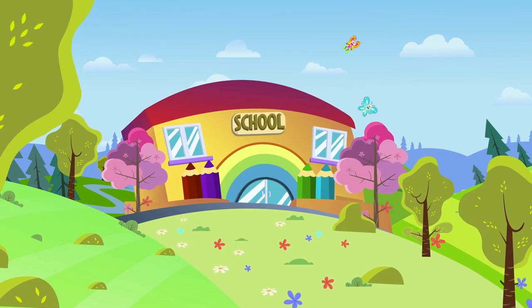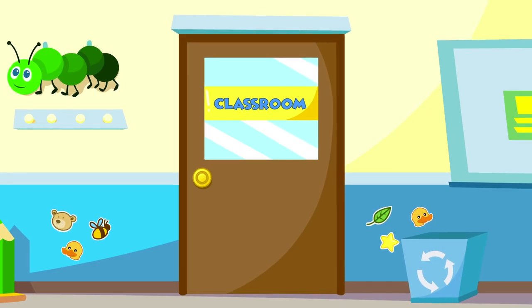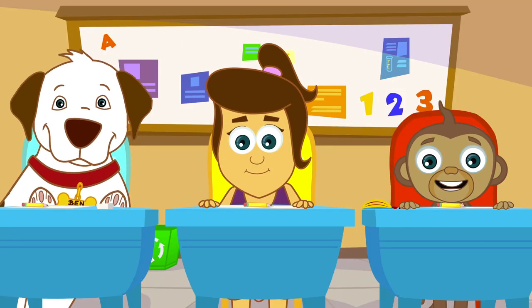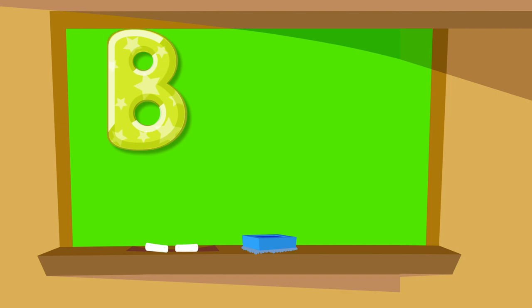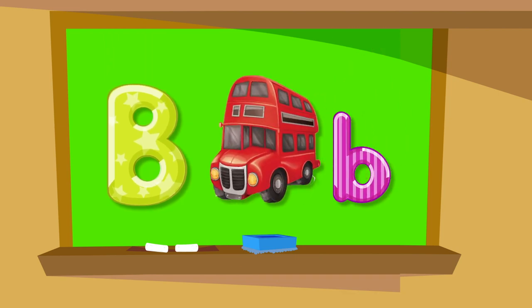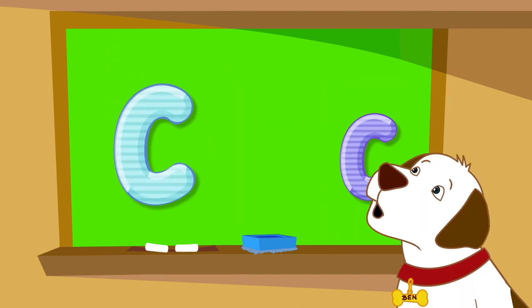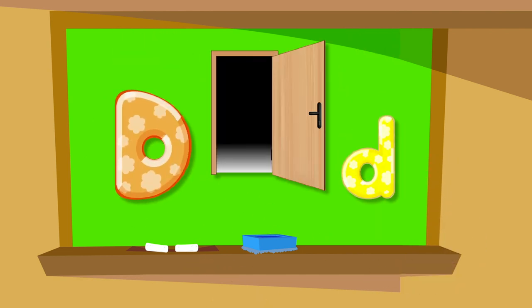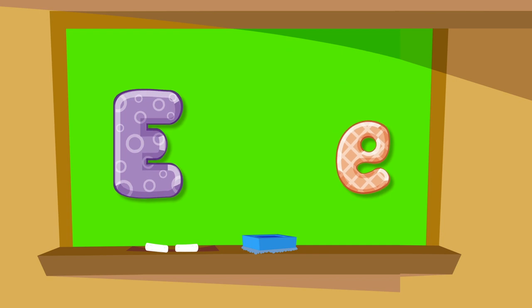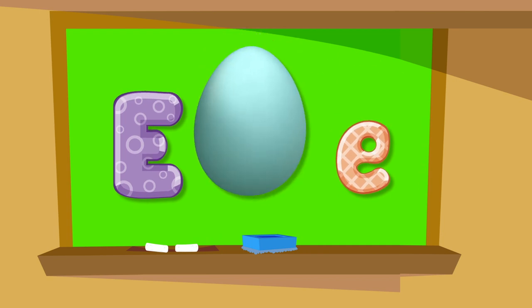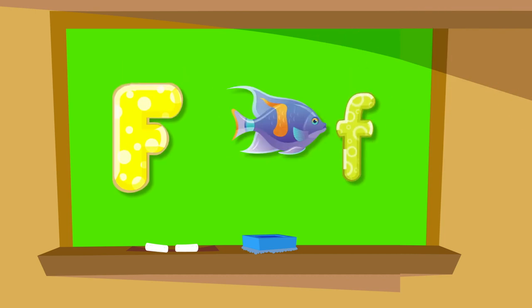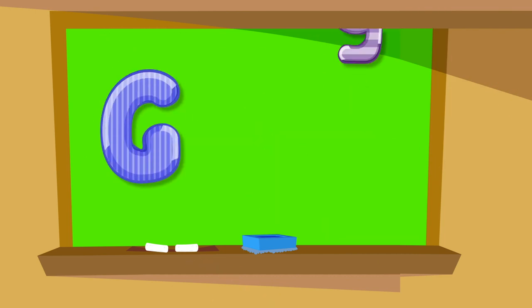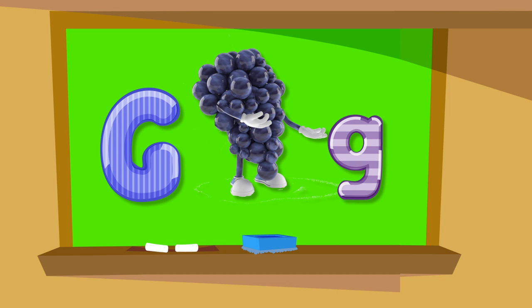Hey kids, look, it's a school and the classroom. Are you ready to learn your ABCs? A. A for apple. B. B for bus. C. C for cake. D. D for door. E. E for egg. What's next? F. F for fish. G. G for grapes, yum yum.